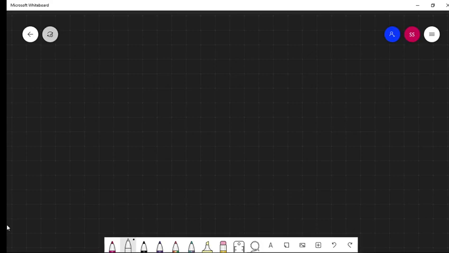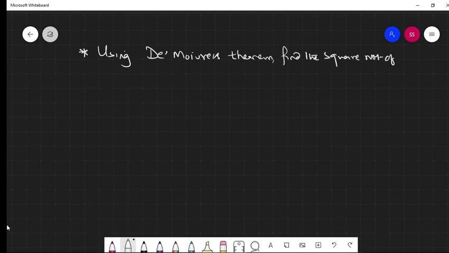Today we are discussing the application of de Moivre's theorem, using de Moivre's theorem to find square roots or other roots. So the instruction for this question is: using de Moivre's theorem, find the square root of the following.